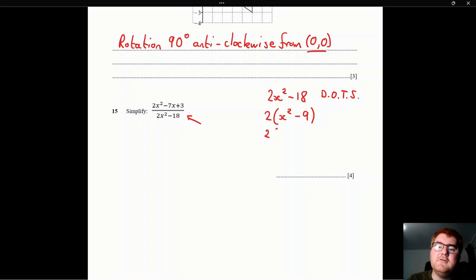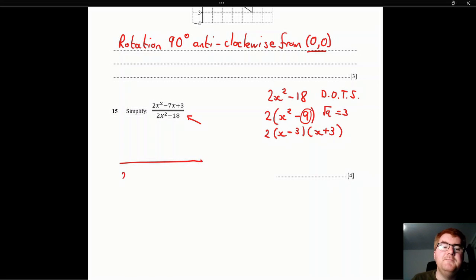Well, we can factorize this really easily into 2 brackets. So what we do is put an x at the start. Now we look at the 9. The square root of 9 is equal to 3, so we can just put 3 in both brackets and we need 2 different signs. If you're stuck on a question like that, I suggest you check out my iGCSE algebra video where I go through a lot of questions like this. So we've got the bottom factorized here into 2 brackets, x minus 3, x plus 3.